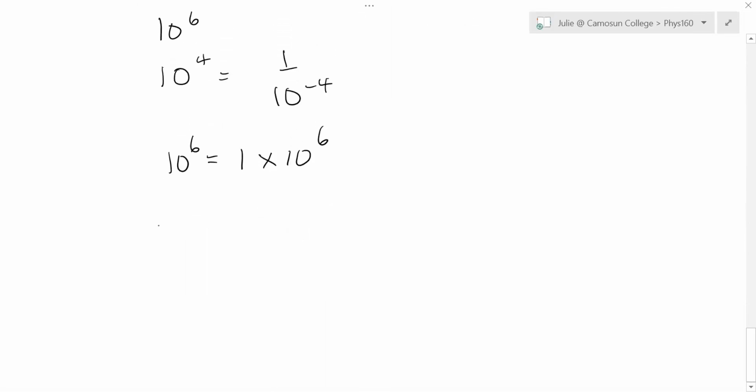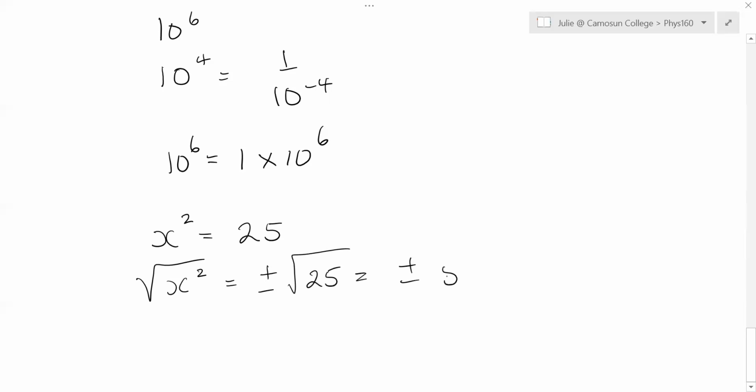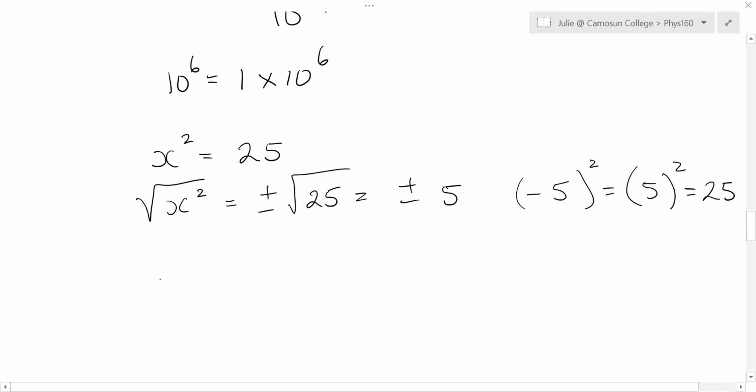Beware of when you're taking a square root. So on your calculator, if you had that x squared is equal to 25, and you hit the square root of 25, so if you square root both sides, you're just going to get 5. But beware, it's plus or minus 5, because negative 5 squared is equal to 25, which is equal to 5 squared. So it could be positive or negative. And it's going to be important to us because sometimes we're going to have to pick this negative answer.